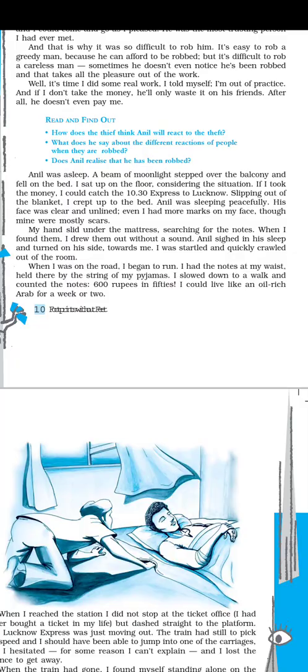Then even I had more marks on my face. Means he was a thief. So it was normal that he will be tensed. That's why even I had more marks on my face, though mine were mostly scars. So what are scars? Cut marks. Right? If for example you fell down and got cut marks. So scars. My hand slid under the mattress. Slid under means just put under the mattress, secretly put under, under the mattress.